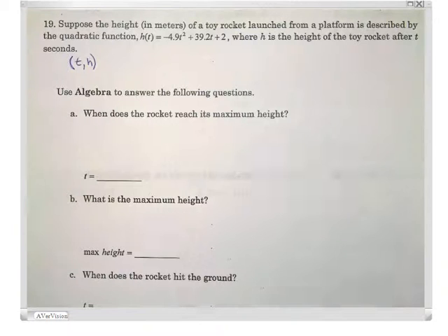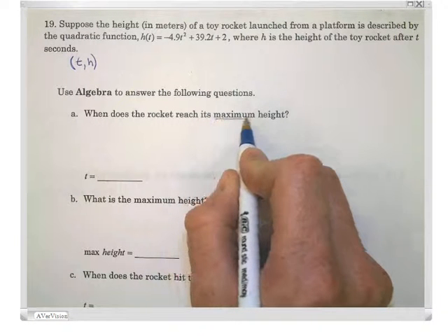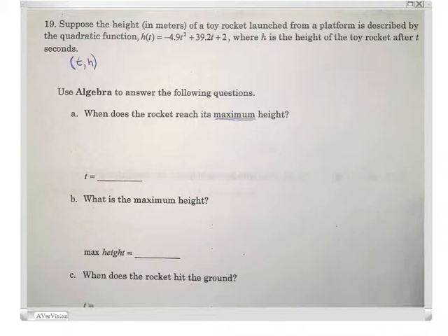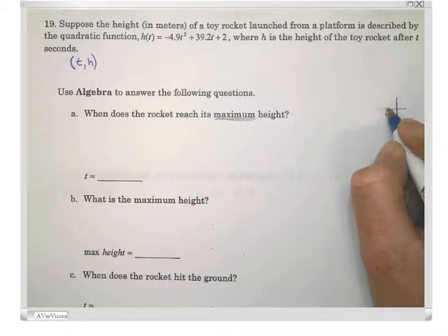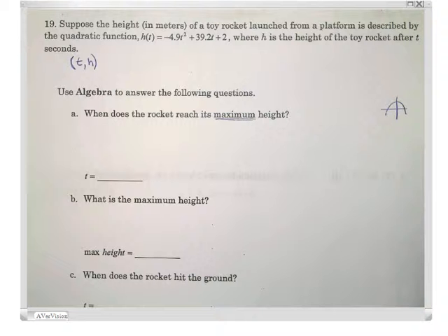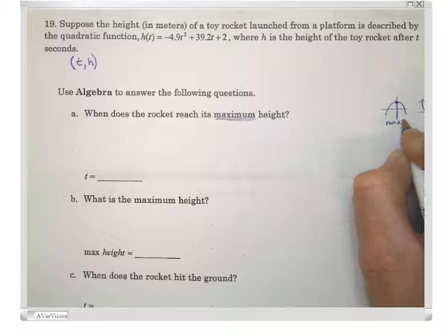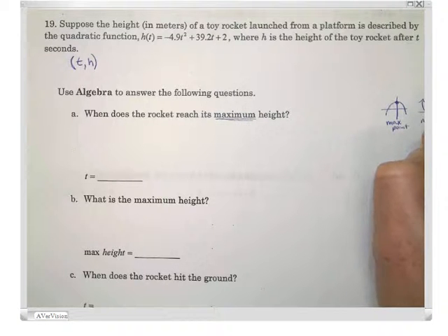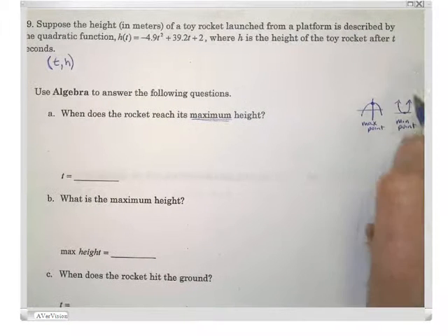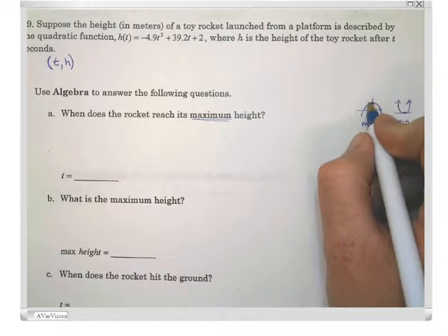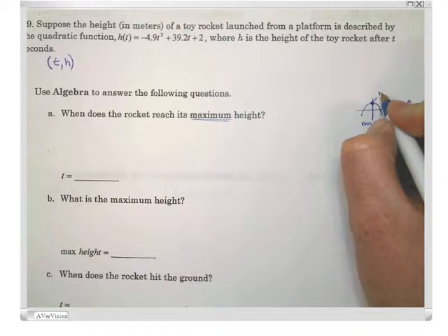Now, anytime you see in your problem maximum or minimum, that is talking about the vertex of a parabola. The shape of a parabola is a U, either upside down or right side up. If it's upside down, the vertex is your maximum point, and if your parabola is right side up, your vertex is going to be your minimum. So this will be your max point, and this will be your minimum point. Okay, so when we're looking for a maximum, we're looking for this point right here, which is called hk, which we know is the vertex.